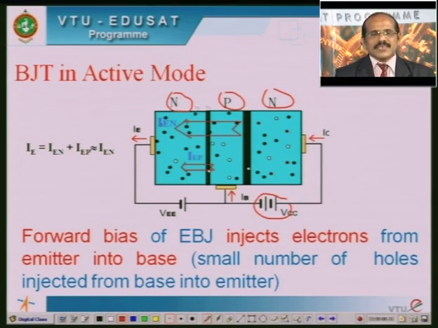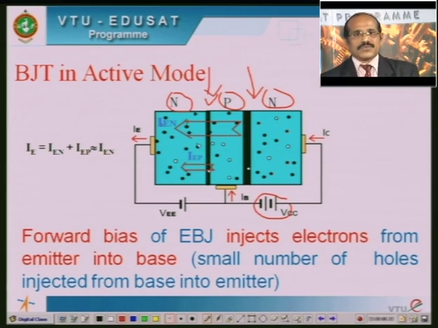So when this emitter to base junction, that is the NP region, is forward biased, you can see that there will be a depletion region, and here also we have a depletion region existing across the collector junction. But since the collector junction is reverse biased, whereas the emitter junction is forward biased, the thickness of the depletion region across the collector junction will be more compared to the thickness of the depletion layer that exists across the emitter base junction here.